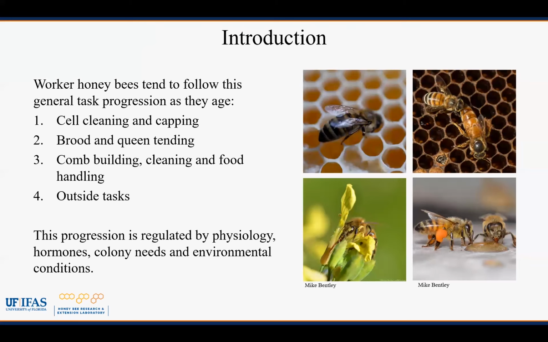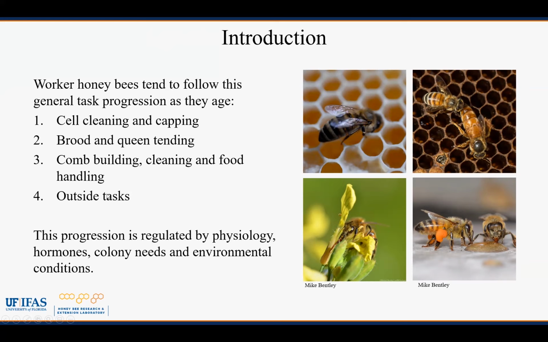All right. So the tasks of worker honeybees are largely split into 4 categories: cell cleaning and capping, brood and queen tending, comb building, cleaning, and food handling, and outside tasks. And as bees age, they generally do tasks in group 1, followed by tasks in group 2, followed by tasks in group 3, and so on.